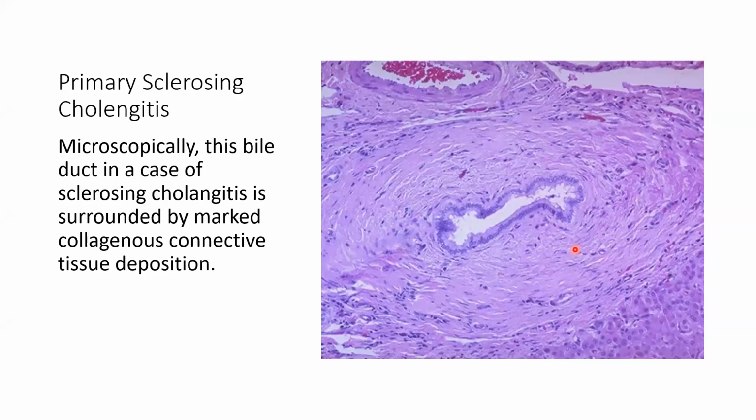Now, what do you think the diagnosis is for this one? This is primary sclerosing cholangitis. Why? Because you can see onion skin fibrosis, onion skinning fibrosis, onion skin-like fibrosis around a bile duct. Okay.